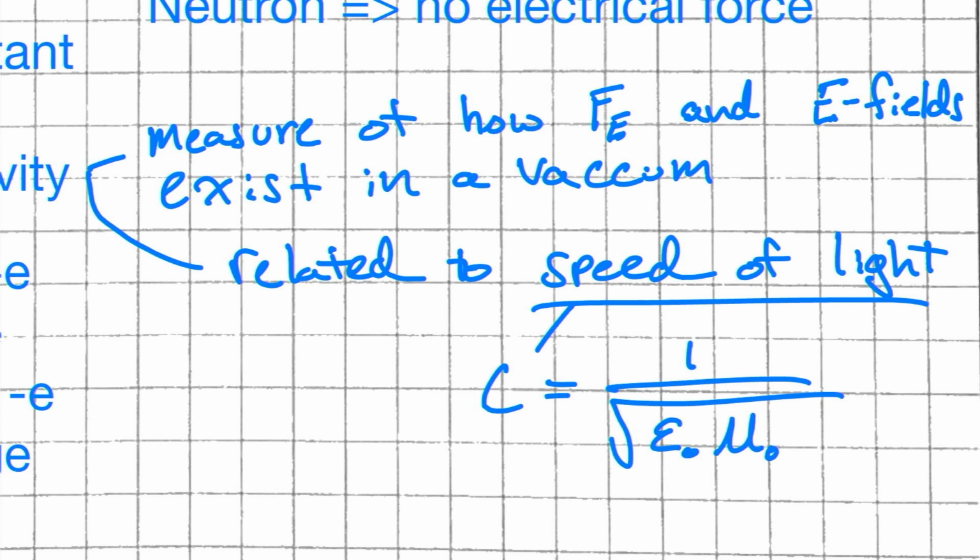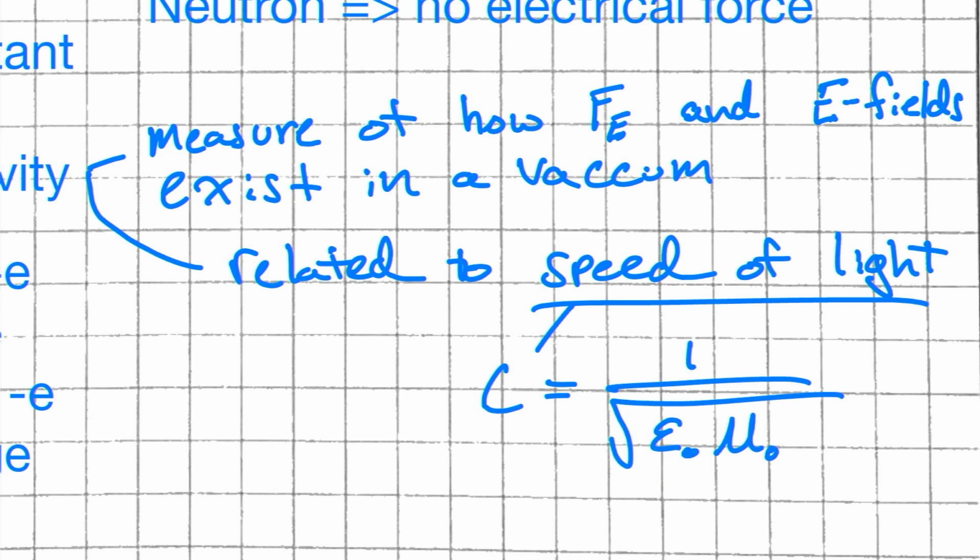Now, it shouldn't be a surprise that the speed of light is related to how electric fields exist in a vacuum and how magnetic fields exist in a vacuum, since light is itself an electromagnetic radiation. It is comprised of an electric field and a magnetic field. So, of course, it's going to be related to both of those.